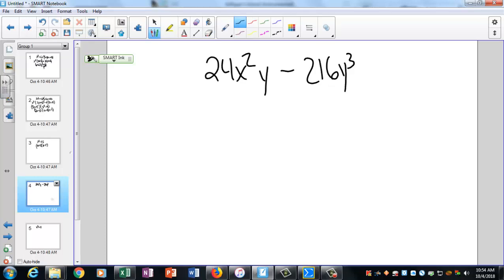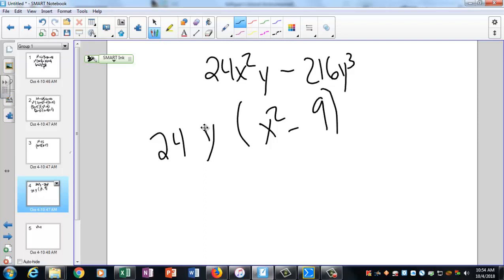Now, this one is, what's common to both terms? Y. What else? Is 24 going to both? And what are you left with? X squared minus 9y squared, yes?